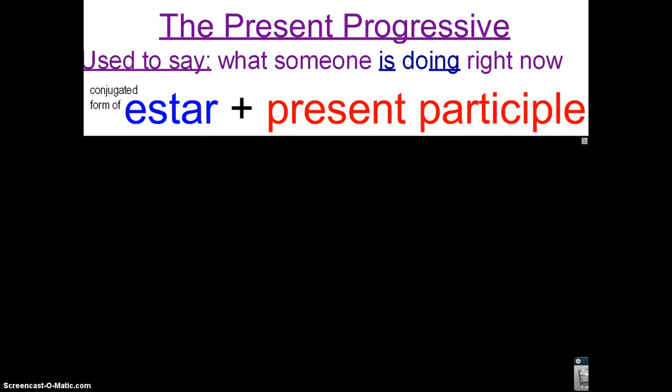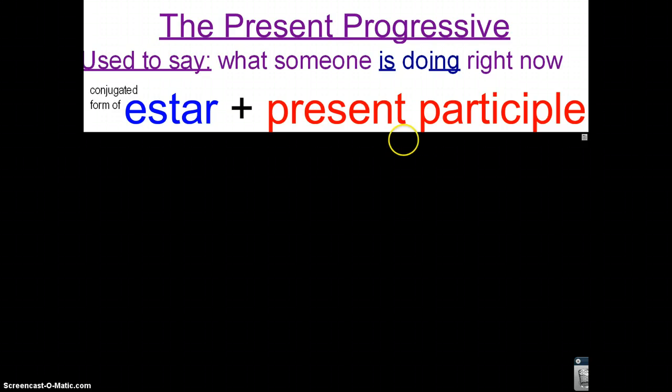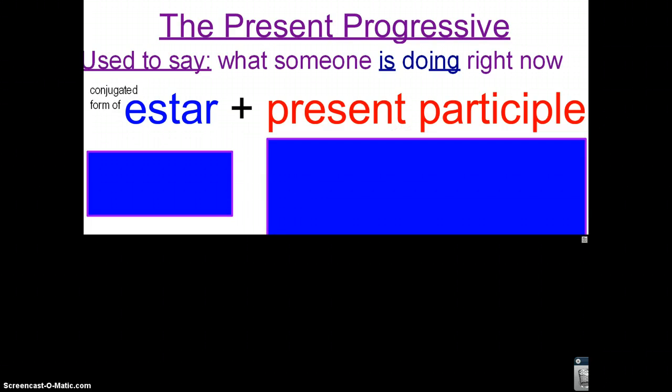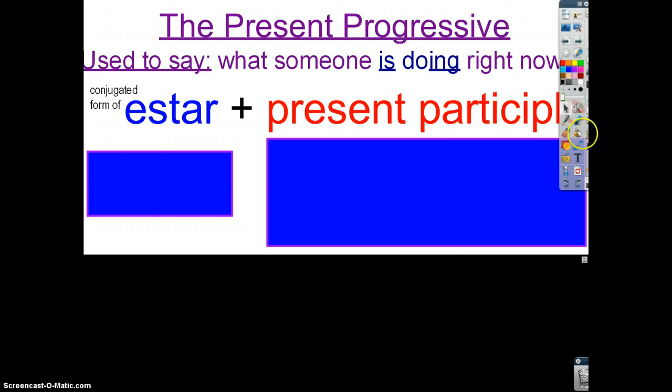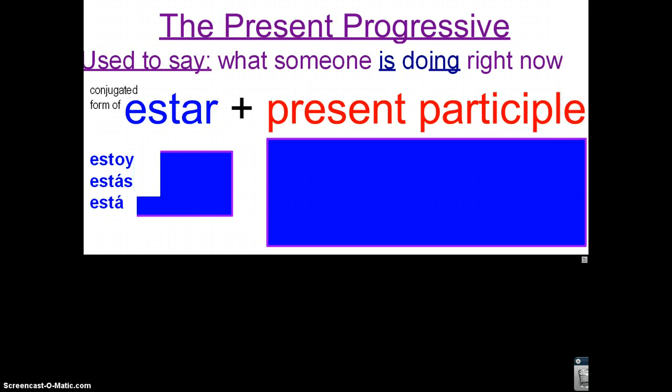How do you form it? You use a conjugated form of estar. So estoy, estás, está, estamos, estáis, están, plus something called a present participle. Of course, you guys already know your conjugated form of estar, so you're going to just copy it down one more time right here.